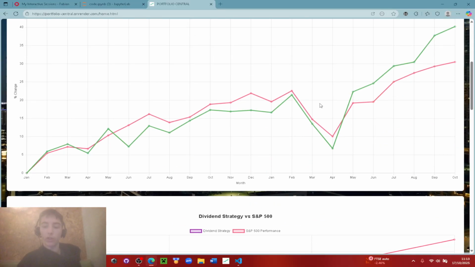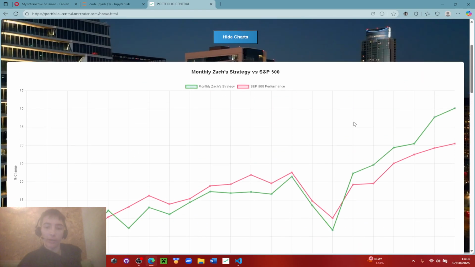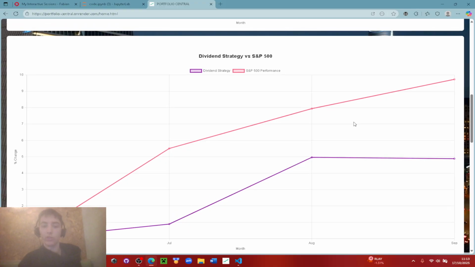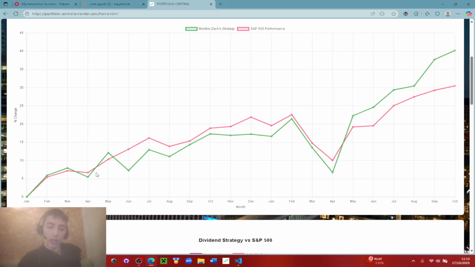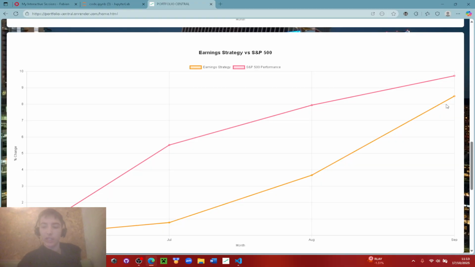All the charts are new, so every 15th of every month it gets updated. You can see the gap between us and the S&P is 10% now, which is crazy for an algorithm that just runs in the background. So that's huge. Dividend one, you can see it plateaued with that negative performance there. Quite a big gap there, but only a 3-month sample. You can see R1 was underperforming the S&P for quite a while, but has just gone on a monster streak. And then the earnings strategy, this one is catching up.